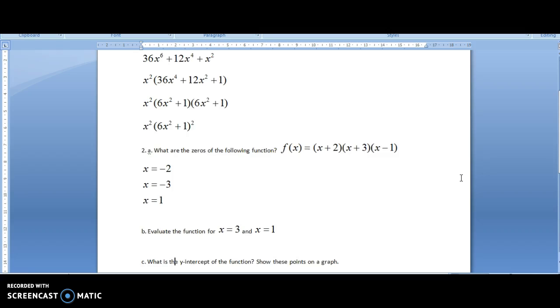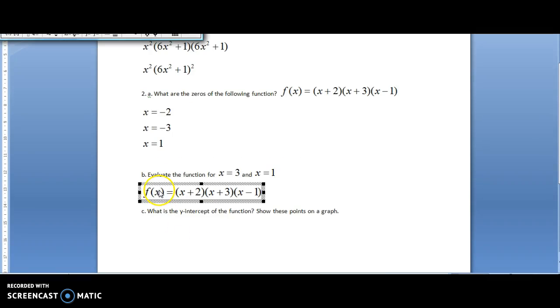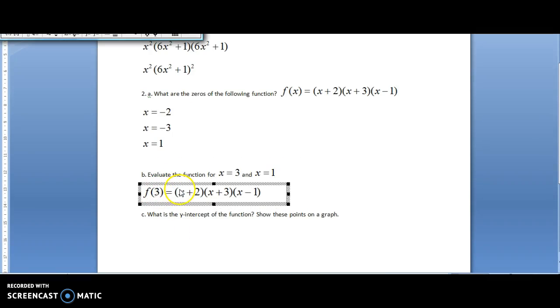Moving on to the next question. Evaluate the function for x equals 3 and x equals 1. Just a little hint on the vocabulary. Whenever you see the word evaluate, it's asking you to take the number and plug it into the function. You should remember from grade 11 that function notation tells you that you can write it like this. F of 3 is equal to 3 plus 2, 3 plus 3, and 3 minus 1. So we can quickly evaluate that.